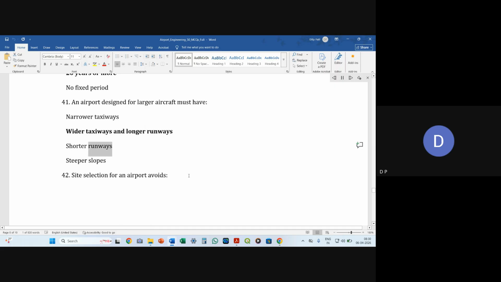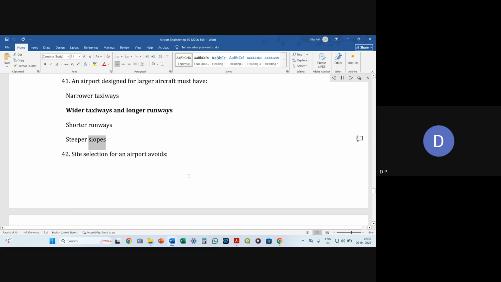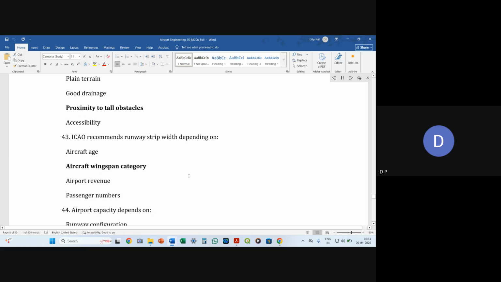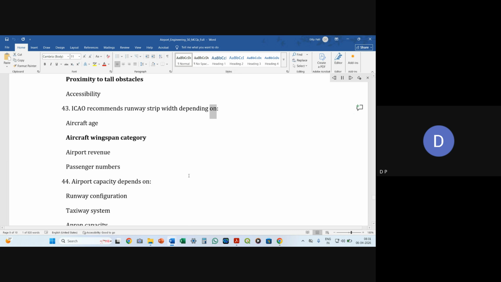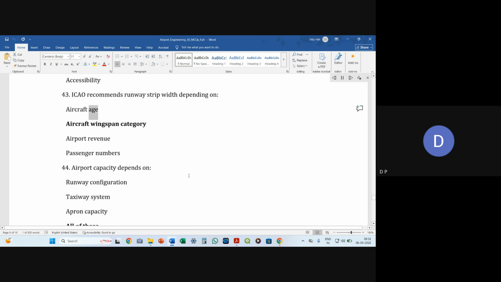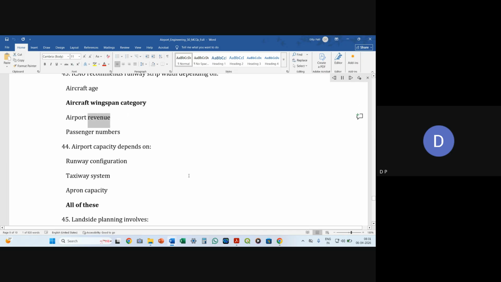41. An airport designed for larger aircraft must have narrower taxiways, wider taxiways and longer runways, shorter runways, steeper slopes. 42. Site selection for an airport avoids plain terrain, good drainage, proximity to tall obstacles, accessibility. 43. ICAO recommends runway strip width depending on aircraft age, aircraft wingspan category, airport revenue, passenger numbers.